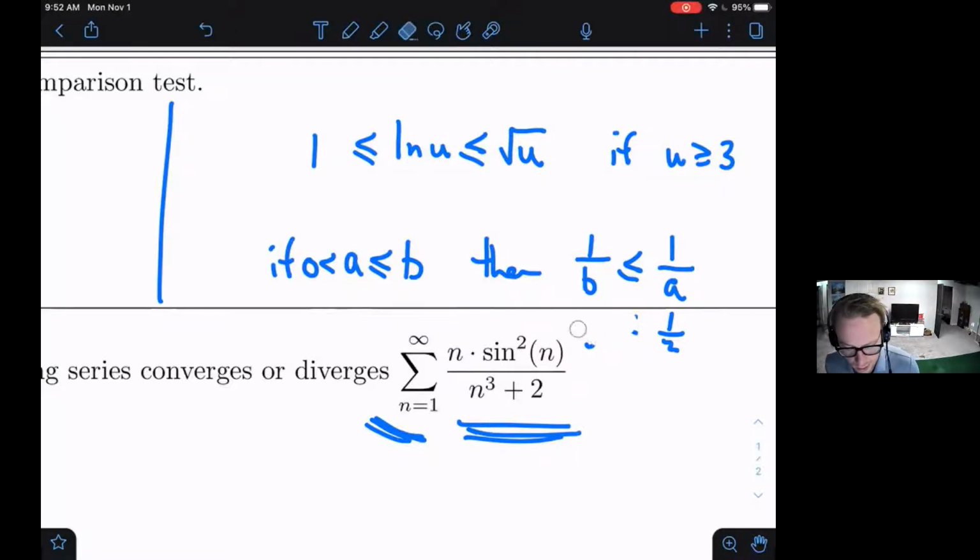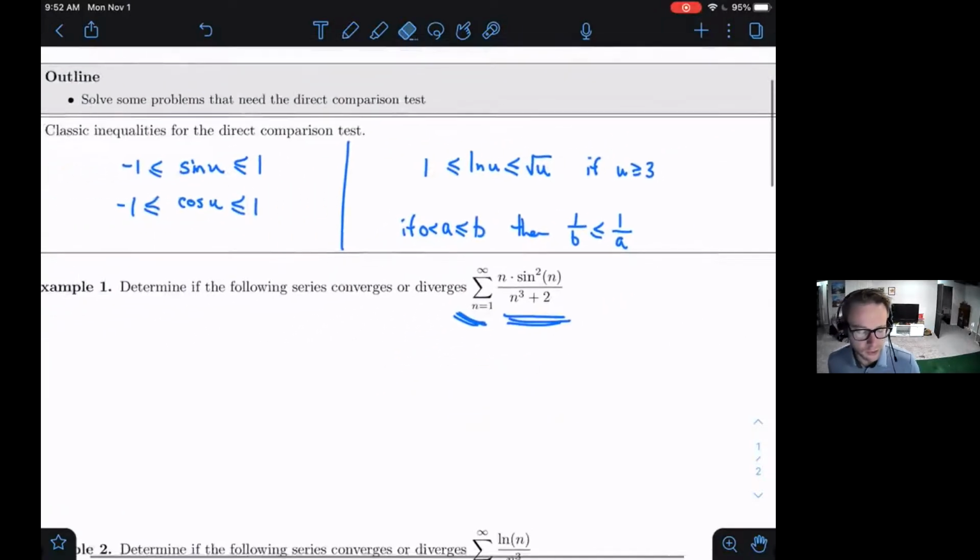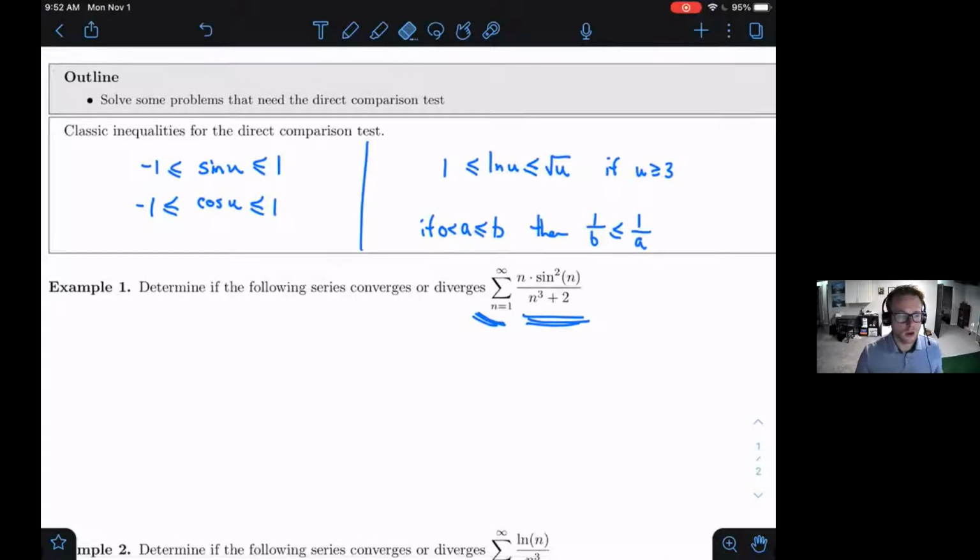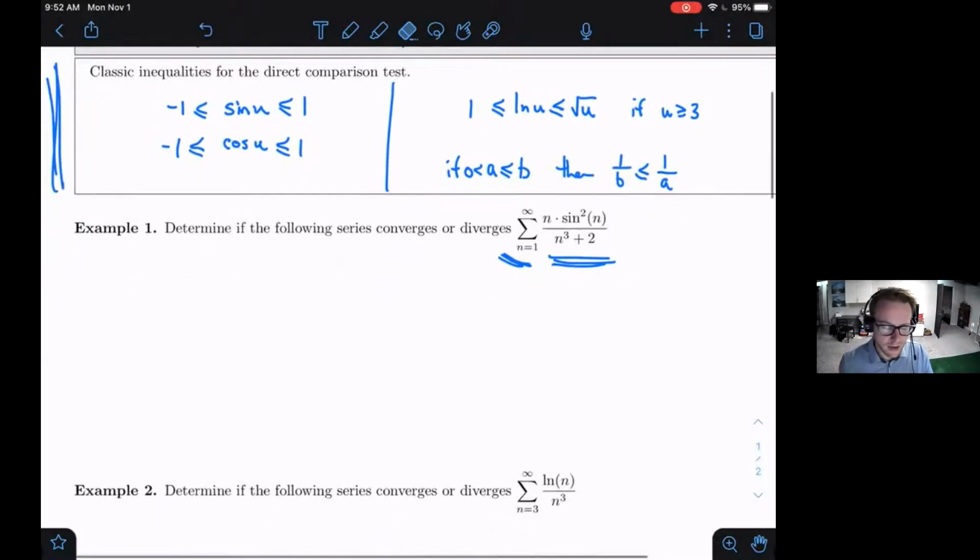And so these are some of the nice inequalities that we have for the direct comparison test. Okay, let's go ahead and see how they can be used with a couple of examples. So our first example here: determine if the following series converges or diverges.